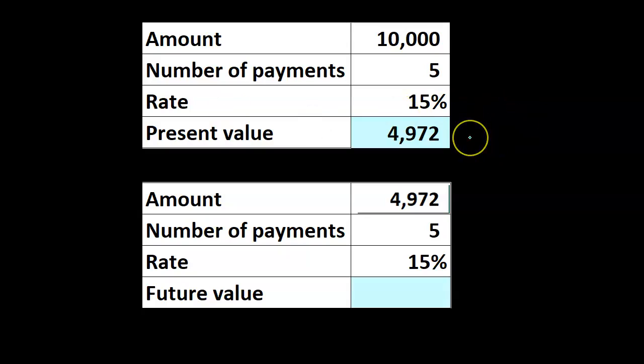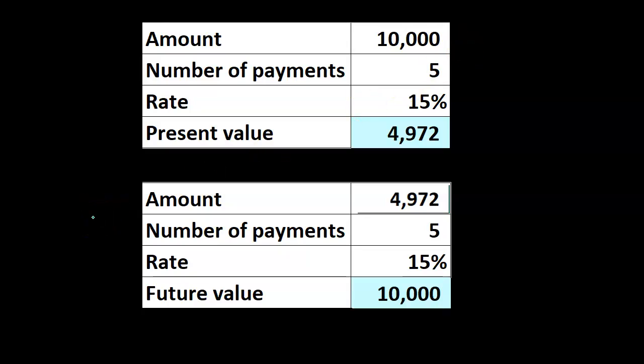Now, if we take that same present value and use it as the amount to calculate the future value using our same data, we're going to have the amount, 4,972, the number of payments, 5 years, and the rate, 15%. We can then calculate the future value, and you could do this in Excel. We'll do this in Excel in our practice files as well, and that hopefully will solidify this relationship between the present value and the future value. They're going to be, of course, related formulas. We would get to the 10,000, which was our original 10,000 that we started with.